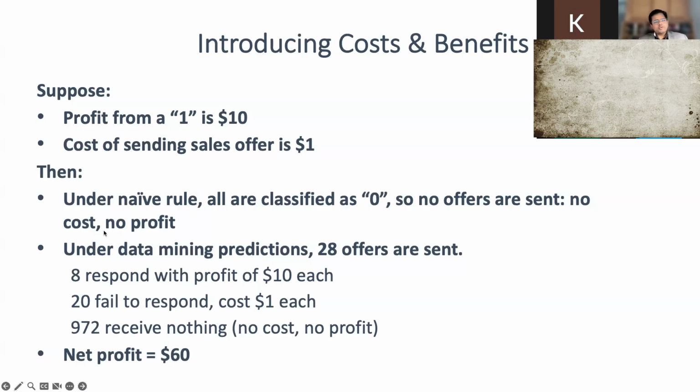Now, under the naive rule, when we classified everybody as non-responder, we won't send any offers, right? So there's no cost, no profit. Nothing lost here, but nothing gained either.